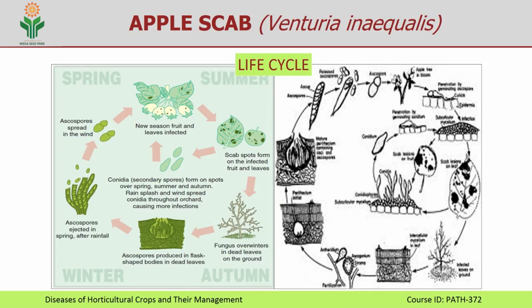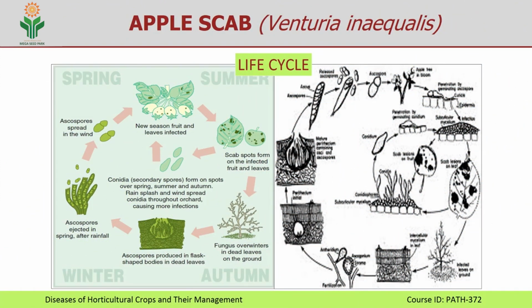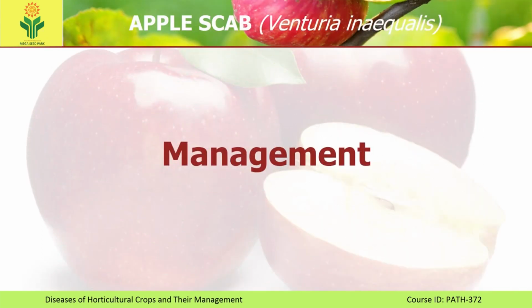So our pathogen has a system where it can lie buried in the crop as well as immediately germinate when it gets optimum conditions. Conidia are formed as secondary spores on the spots over spring, summer and autumn. Rain splash and wind spread conidia throughout the orchard, causing the infection. So this is the whole life cycle of this particular pathogen.